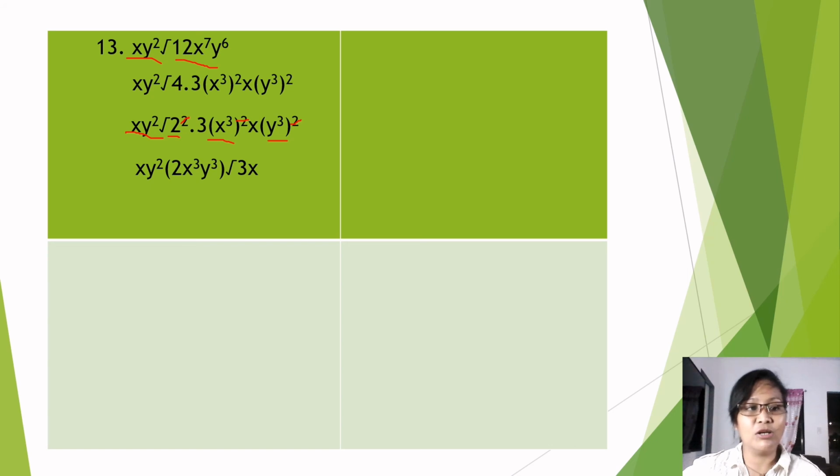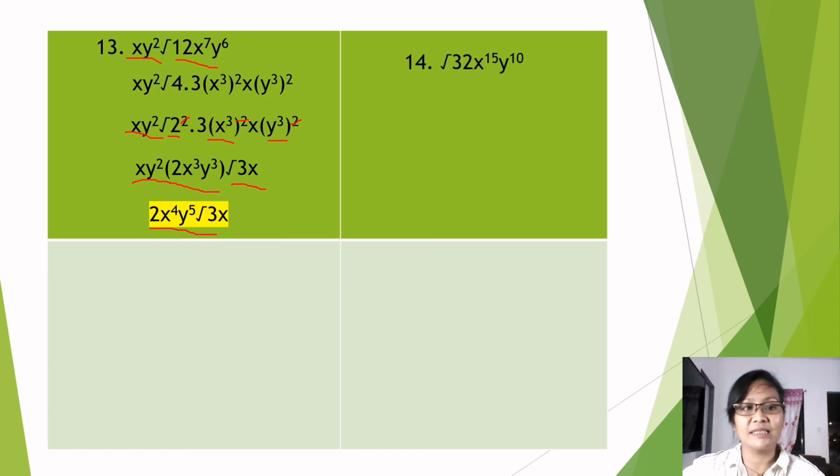Next, we're going to multiply now the terms outside the radical sign. So we have 2 times 1, 2, x times x cubed, copy the base x, and then add the exponent. 1 plus 3 is equal to 4. Y squared times y cubed, copy the base y, and then add the exponent. 3 plus 2, we have 5. And then copy the remainder, or not perfect root, square root of 3x. Therefore, our final answer is 2x to the 4th power, y to the 5th power, square root of 3x.